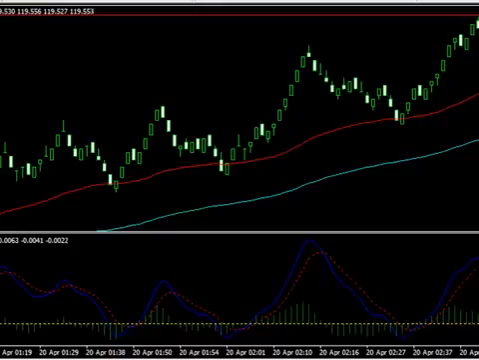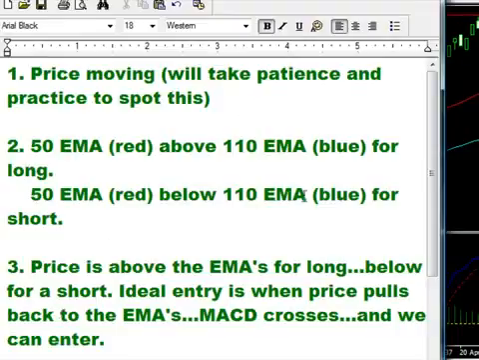So this is a range chart. This is a 3-minute range chart, so you'll have to set that up. And I've written out the rules. Okay. Rule number one, as usual, is we want price to be moving. We can see that pretty easy in the range charts. So we want to make sure that there's some real sine wave action, up and down, before we even consider a trade. And this will take a bit of patience and practice to spot, but it's very, very important.